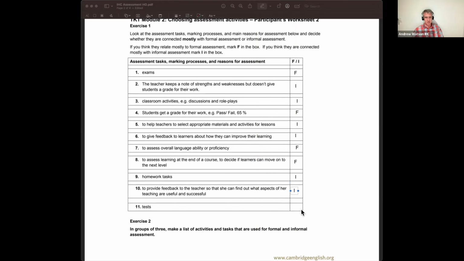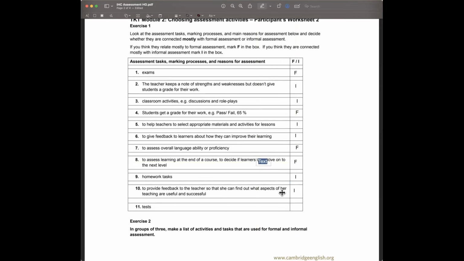And the last one, tests. I have a doubt in that. I don't know if it is formal or informal. Tests tend to be a bit more informal than exams, don't they? Exams are the more formal ones. Tests you can do with a notebook and a pen and paper.